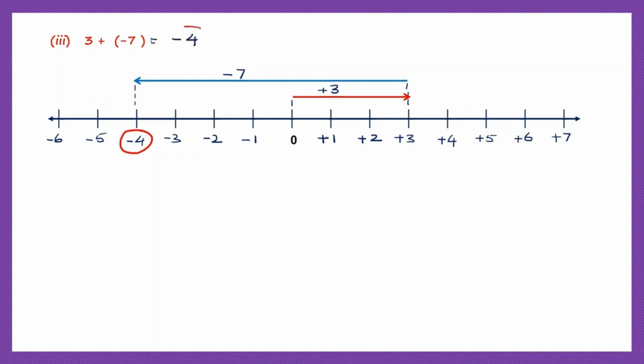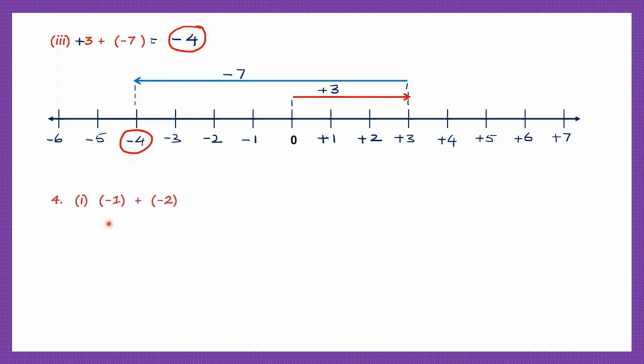And again, signs are different, isn't it? So let's follow that rule. When signs are different, now 3 doesn't have a sign. But when a number doesn't have a sign, it's understood that it's a plus sign. So when signs are different, put the sign of the bigger number and subtract. 7 minus 3 is 4. So here we got minus 4. On a number line also we have minus 4.